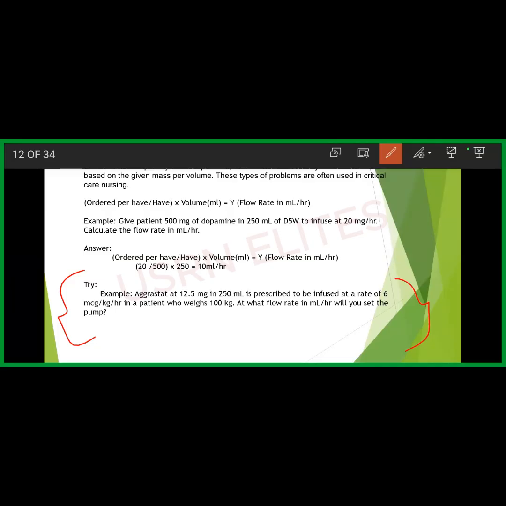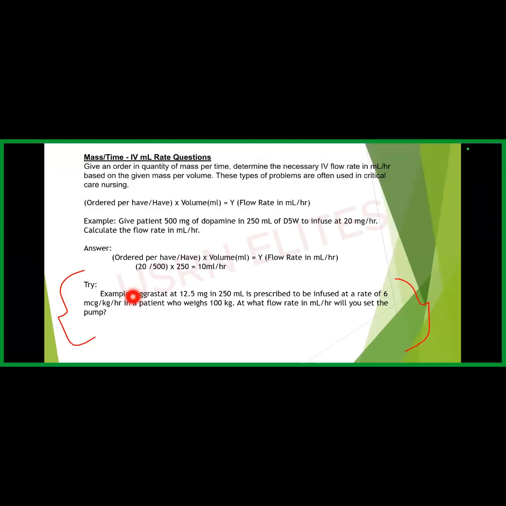All right, so we inspect. Let us inspect our question. Agrastat at 12.5 milligram in 250 ml is prescribed to be infused at a rate of 6 microgram per kilogram per hour in a patient who weighs 100 kilograms. And they're asking what flow rate in mils per hour will you set the pump? Okay. All right, so let's see.